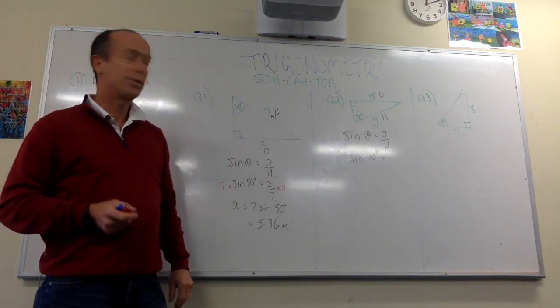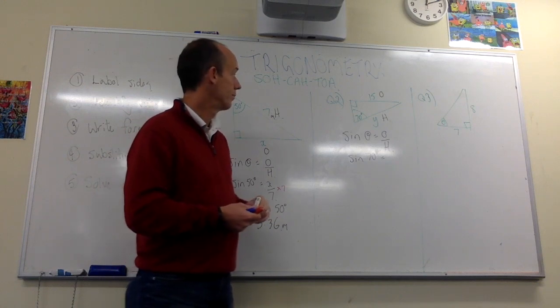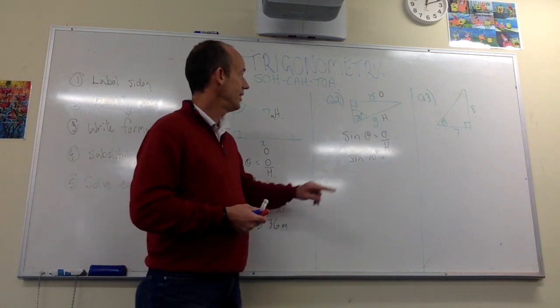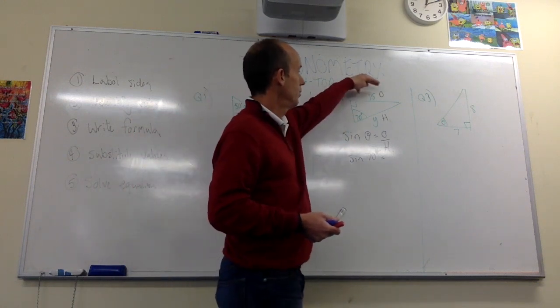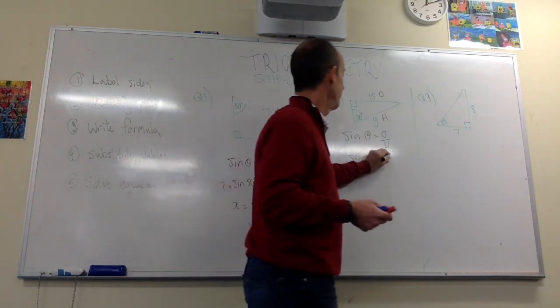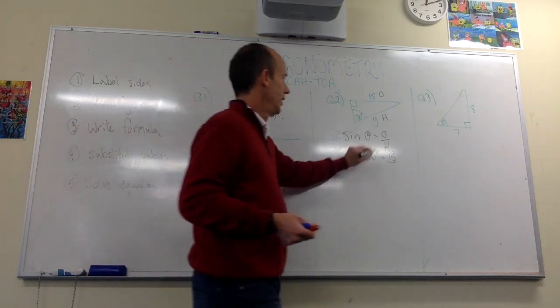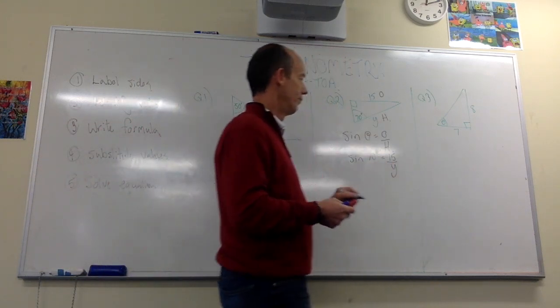Josh, what am I going to put instead of O? Sorry, so which side is, this is my opposite side, so what number goes in? 15, so this is going to be 15 divided by y.